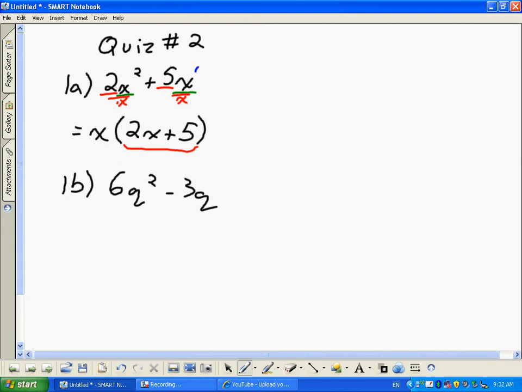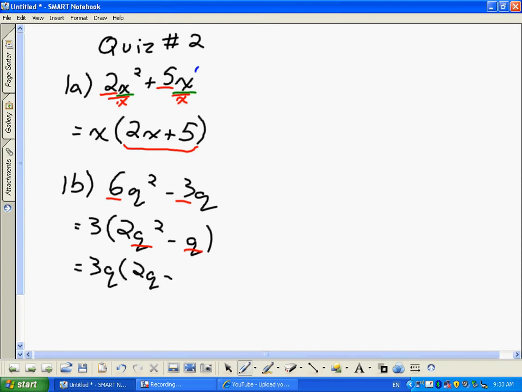So same idea as above. Look at the coefficients, 6 and negative 3. I can take 3 out of both. So I take my 3 out. This becomes 2q squared minus, now technically that's a 1. I don't need to write a 1 in. I can just leave it as q. I've dealt with the coefficients. Let's look at the q's. I can take at least 1 q out of there. So this becomes 3. The q I take to the outside.